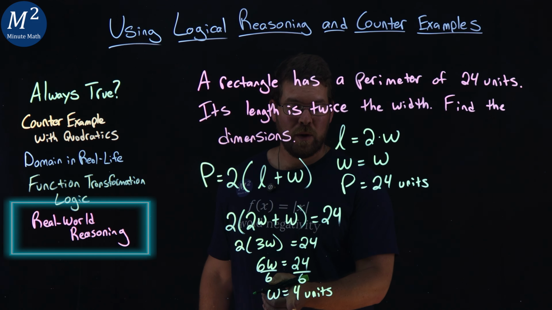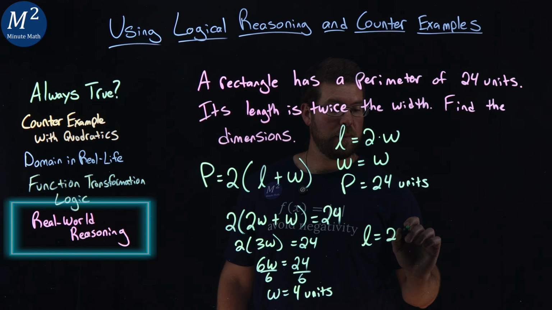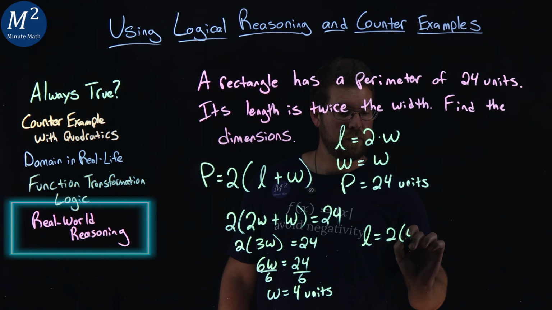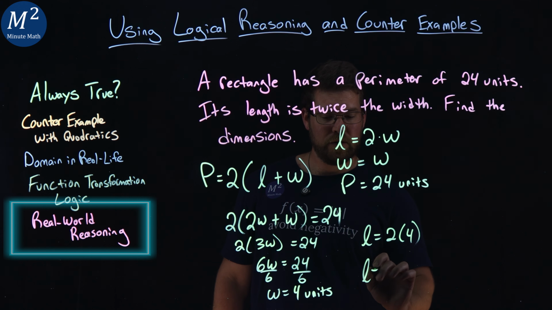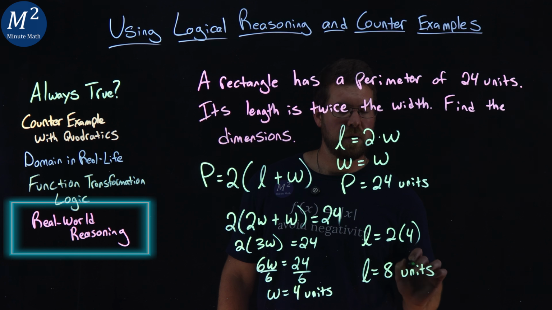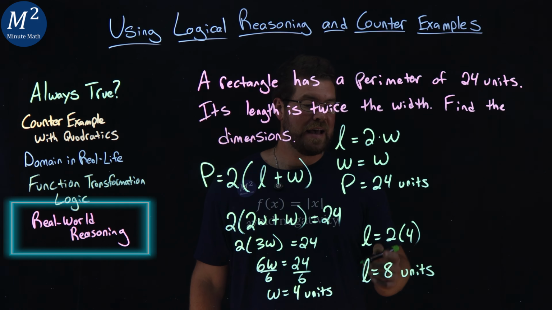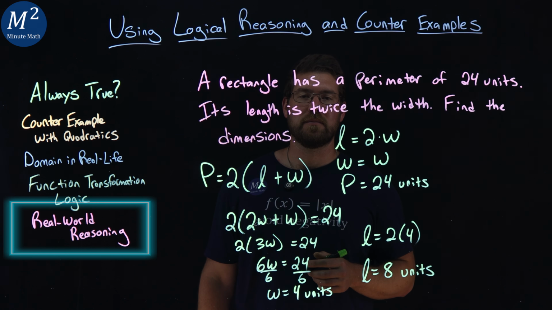And so now that we have the width, we can find the length. Our length is equal to 2 times the width, and our width was 4. And so our length here is equal to 2 times 4, which is 8 units. And so now we found the dimensions of the rectangle. It had a width of 4 units and a length of 8 units.